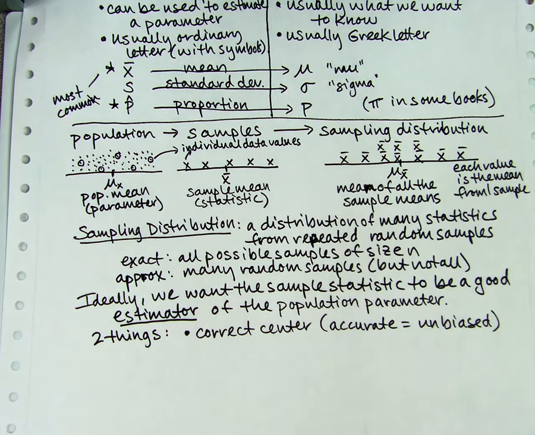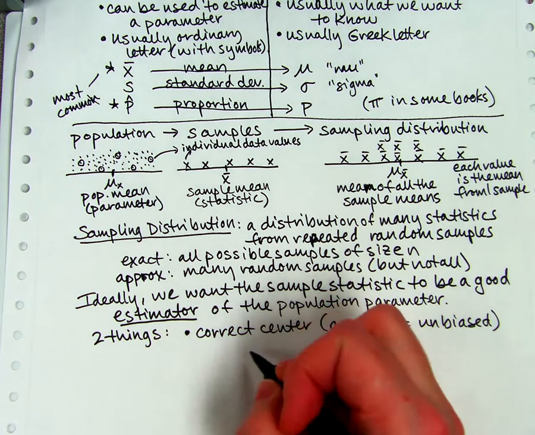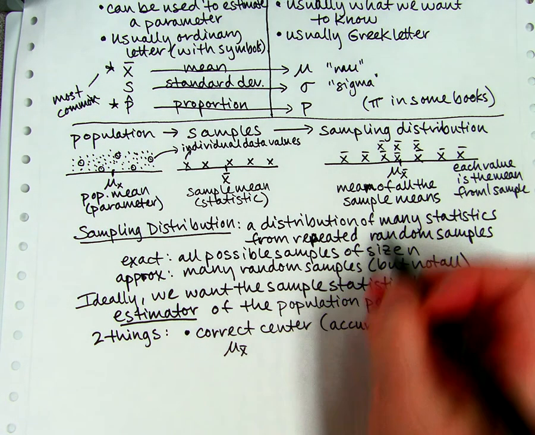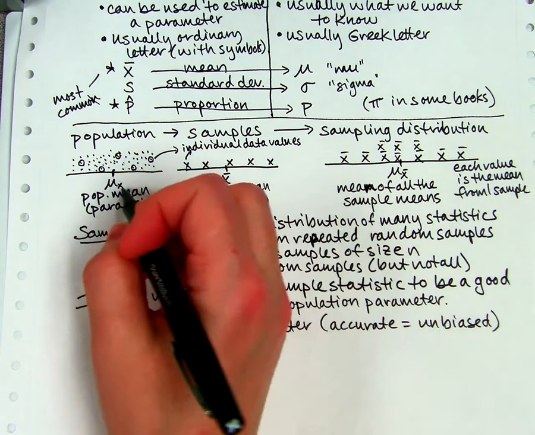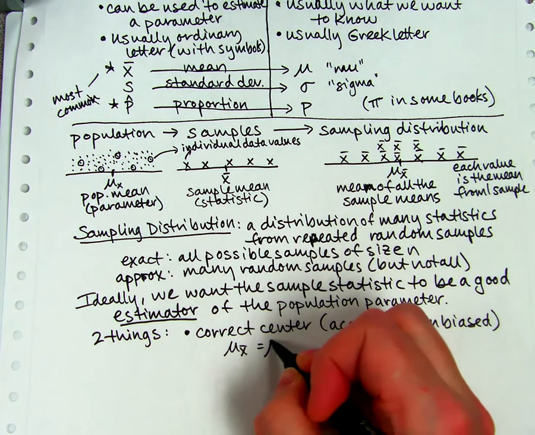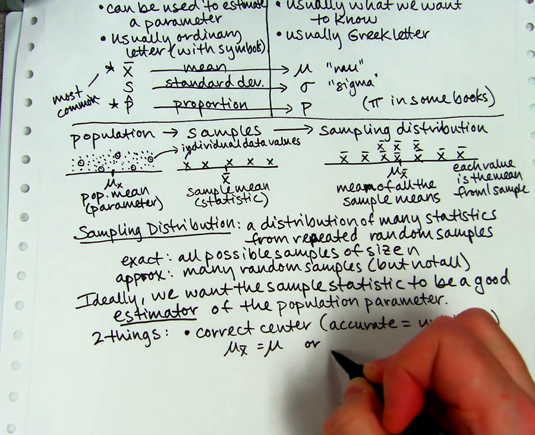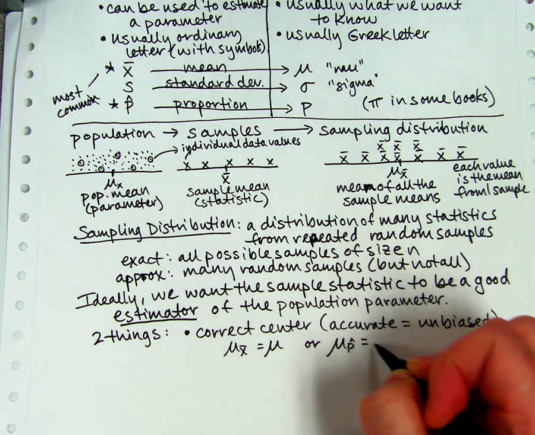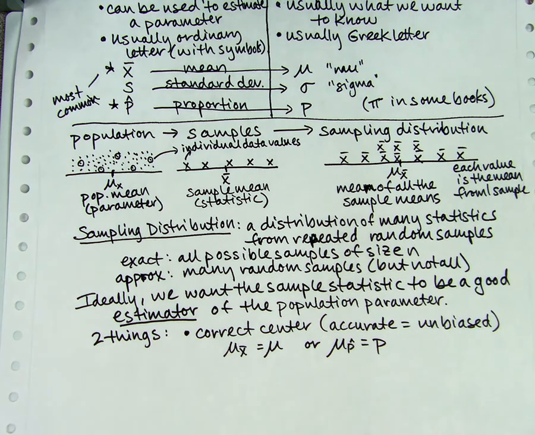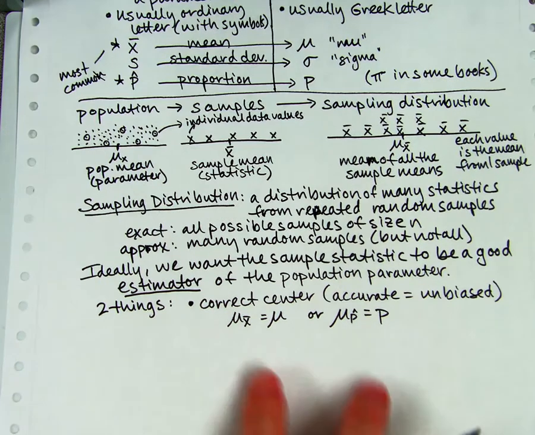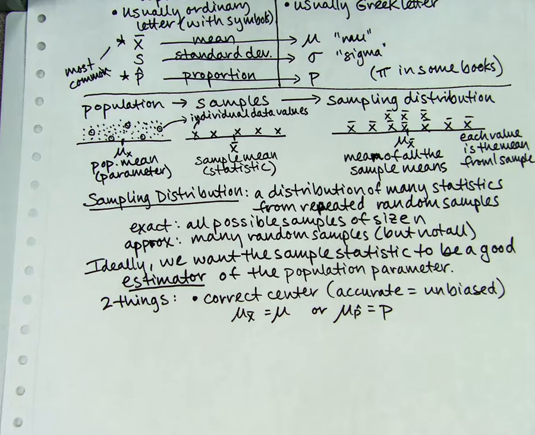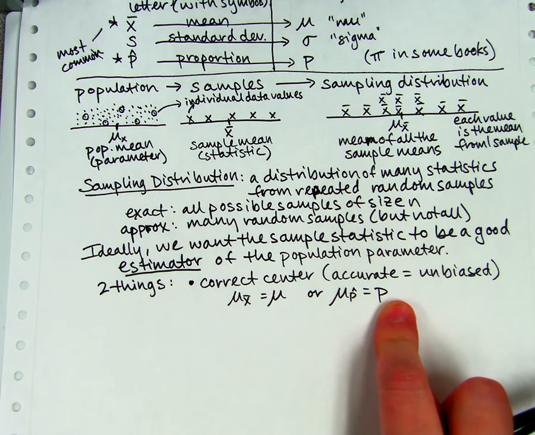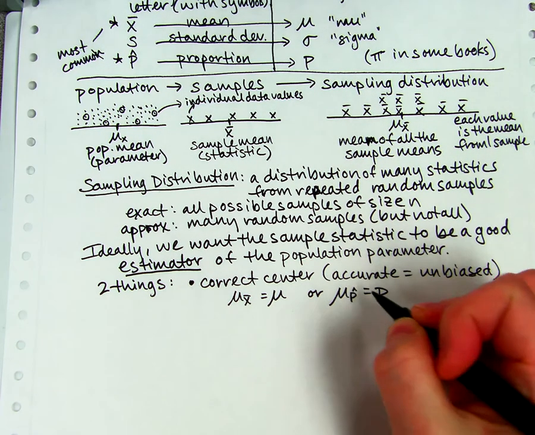So the correct center would happen if mu x bar, that's the mean of all the x bars, was the same as mu. Or if we're dealing with proportions, that would be the mean of all the p hats would be the same as p. That's what we're hoping will happen. And actually, the reason these two are the most common is that they're naturally unbiased. As long as you do a random sample, this is going to be true. And we will talk some more of that as we work our way through this chapter.